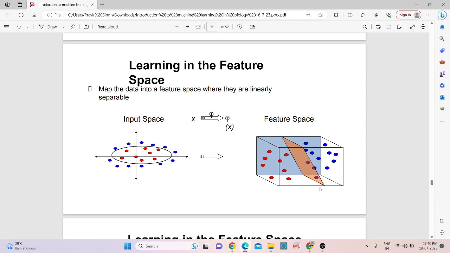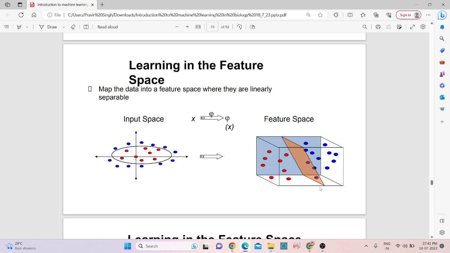How do we transform? As an example, suppose hydrophobicity and charge are x1 and x2, given as 1 and 2. If you use the transformation x1 squared, x1 x2, and x2 squared, it becomes 1, 1 into 2, and 4. So 3 and 4 becomes x1 squared is 9, x1 x2 is 12, and x2 squared is 16. So given a formula for transformation, any two-dimensional data can be transformed into three-dimensional data.